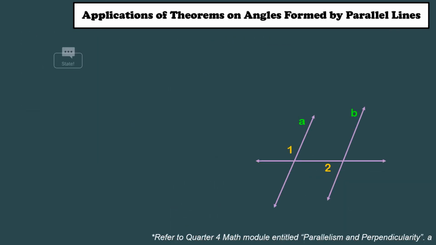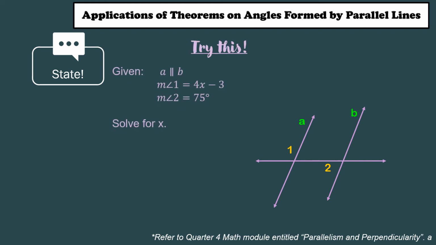Let us state our conclusions. Given that lines A and B are parallel to each other, the measure of angle 1 is 4x minus 3, and the measure of angle 2 is 75, we solve for the value of x, which is 27.